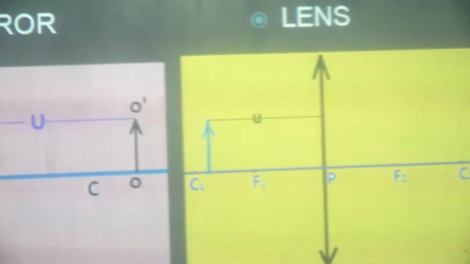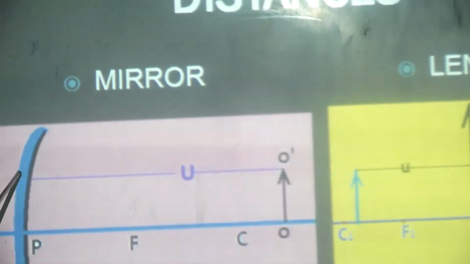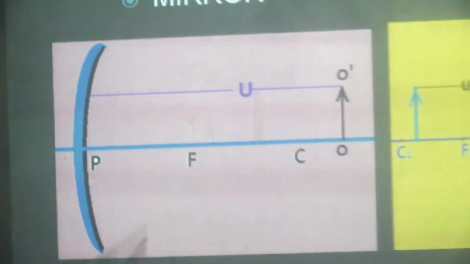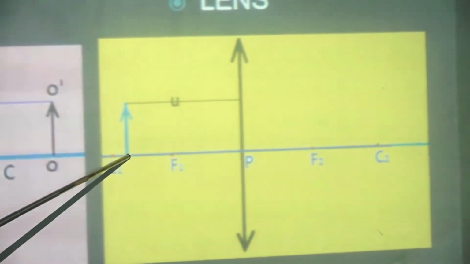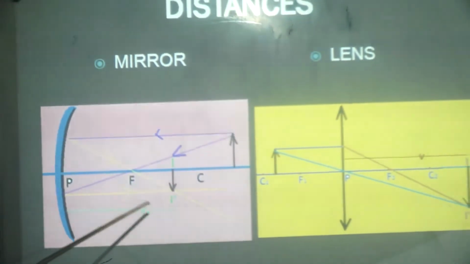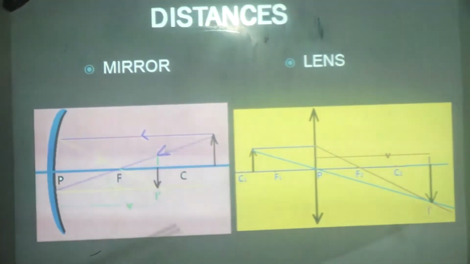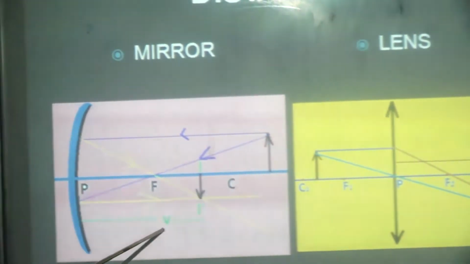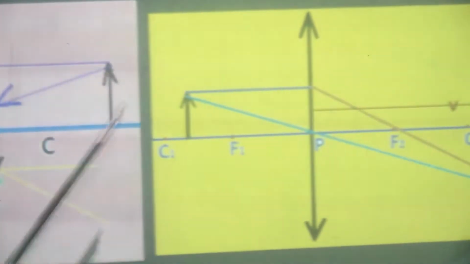Next, this is the object. The distance from pole to the object is known as object distance, denoted by U. The same thing here also. And here the image is formed. Now, the distance between the pole and the image is known as the image distance, V. In the same way, here from pole to the image, the distance is the image distance V.